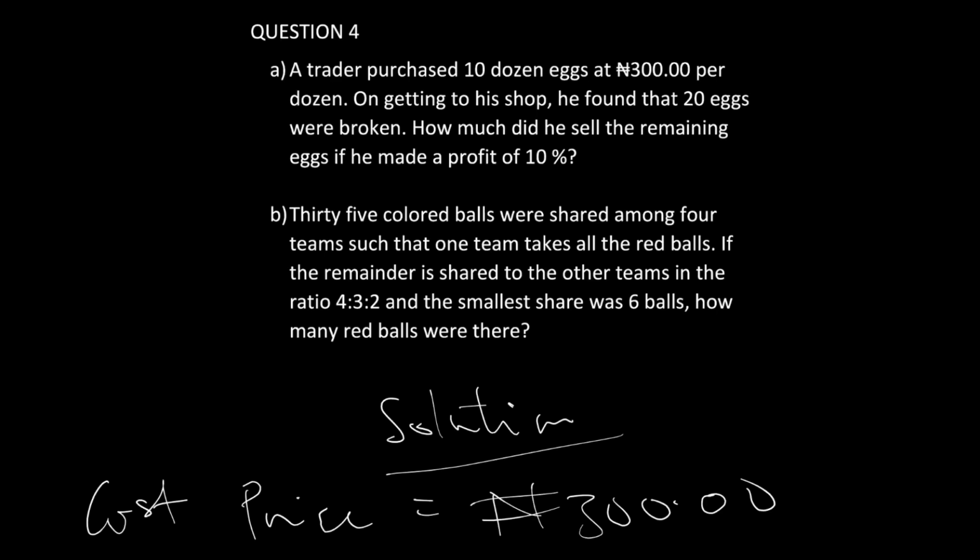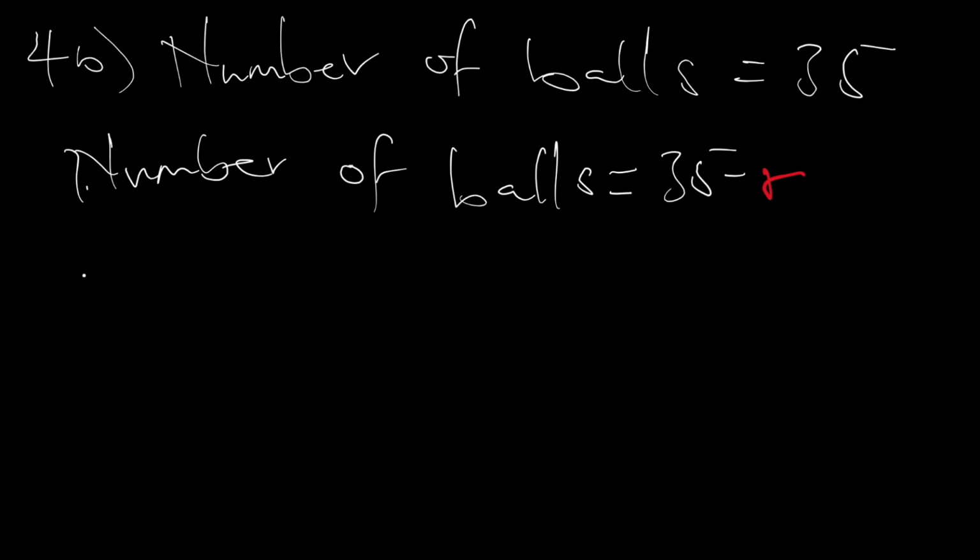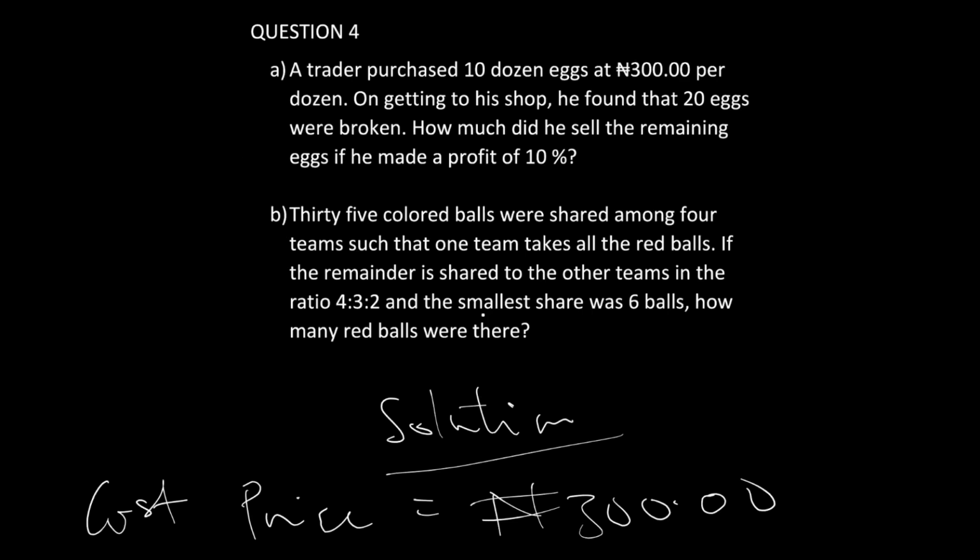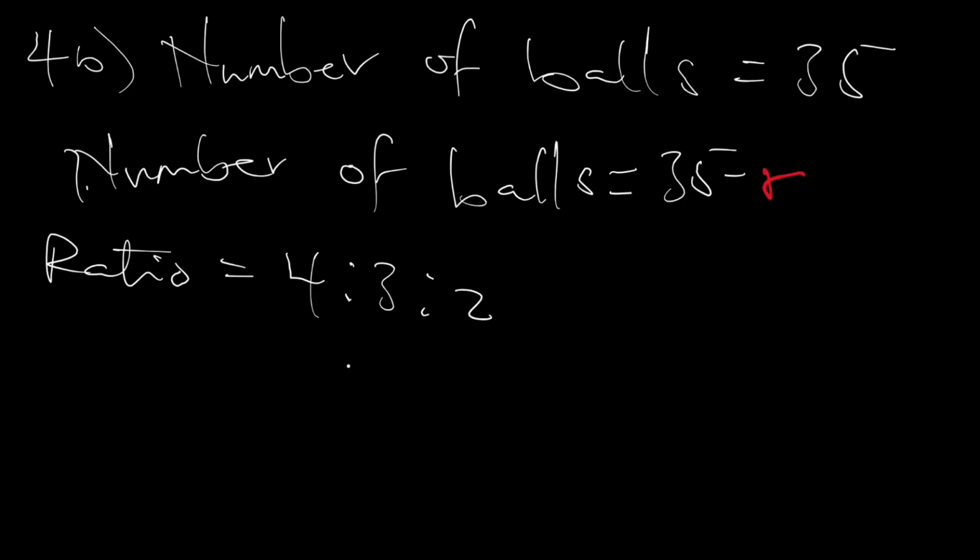Now we are saying that the remainder is shared to the other teams in the ratio 4:3:2. So it's shared in the ratio, so our ratio is 4:3:2. The smallest share was 6 balls. How many red balls were there? So the smallest share was 6 balls, and the smallest ratio here is 2. So 2 is to 6 balls.